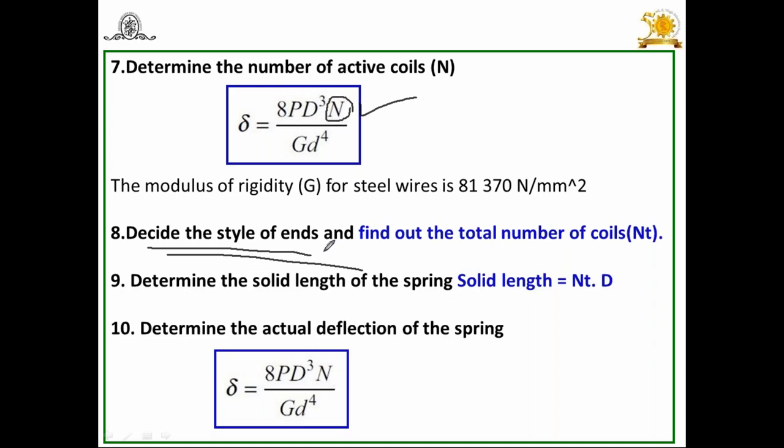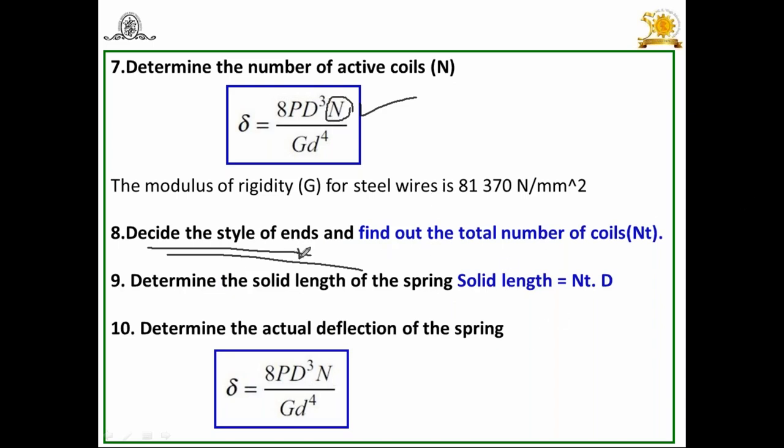Maybe three to four styles are given in the book, V.B. Bhandari's book. Based on that, these styles are plain end, plain end ground, square end, and square end ground. For plain end, the number of active turns is NT; for plain end ground, NT minus 0.5; for square end, NT minus 2; and for square ground, NT minus 2. I will explain that table. I have included it in the PPT also.